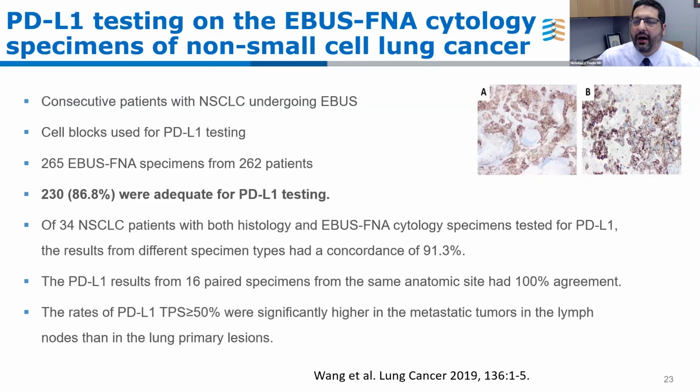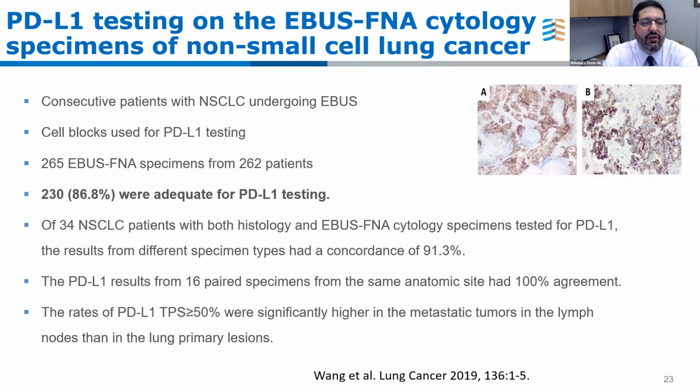If you look at the top right of the screen, this is from the same tumor. On the left is a surgical specimen. On the right is a cytology specimen, and you can see the PDL staining in brown, and you can see how it correlates fairly well. And that's what I found was the take-home message from this study. So they looked at consecutive patients with non-small cell undergoing EBUS. They used cell blocks for PDL1 testing. PDL1 testing is not next generation sequencing. It's not PCR. You don't do it with that technique. You do it with an immunostain.